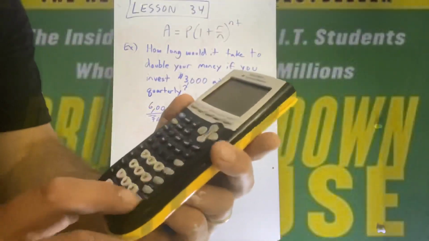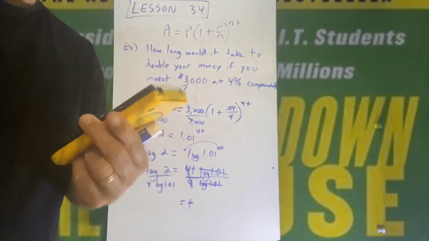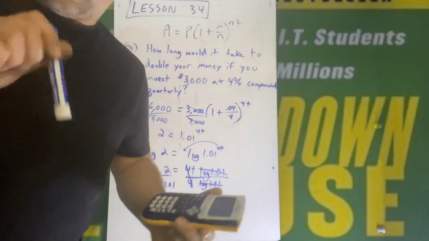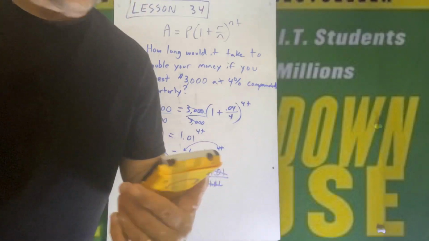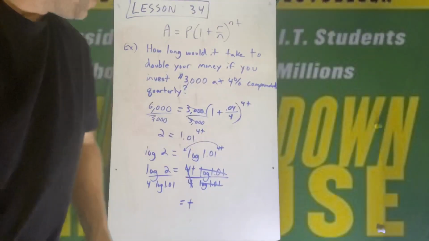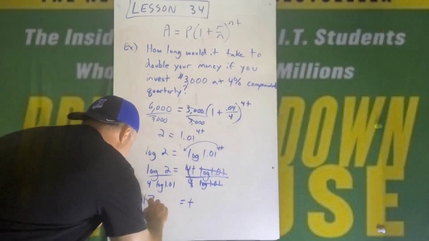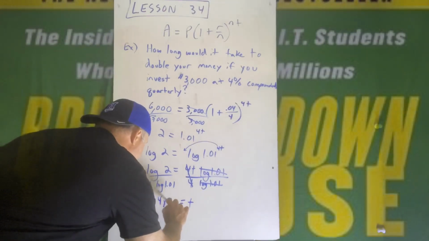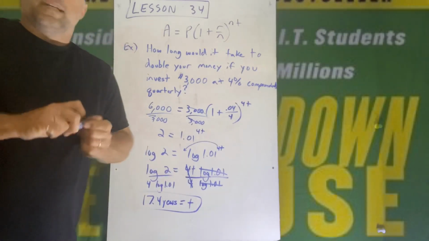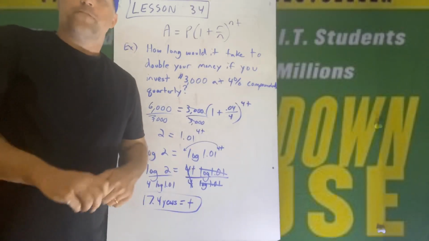And if I hit enter, it's going to tell me how many years it's going to take. I didn't give you rounding instructions. On your homework, I asked you to round to the nearest tenth, so I'm going to do that here. So look at that. It's going to be 17.4 years. There we go. That is how you solve for t.